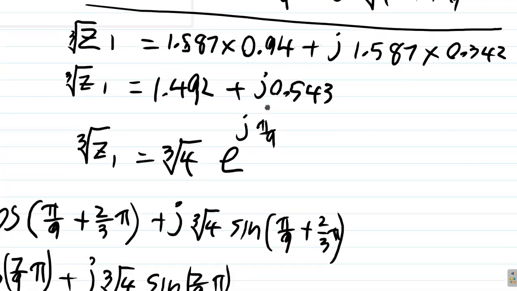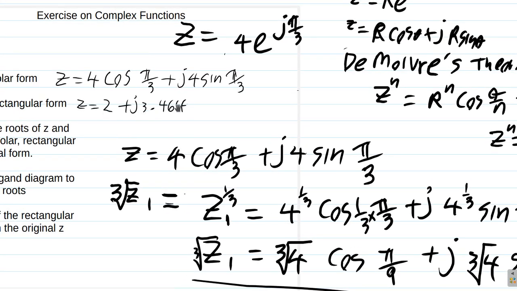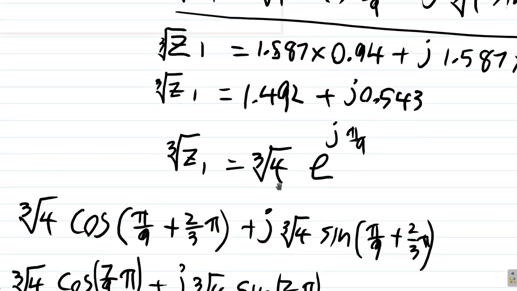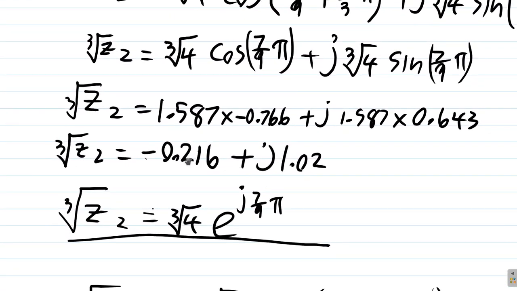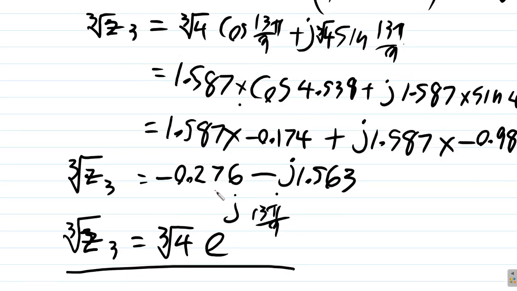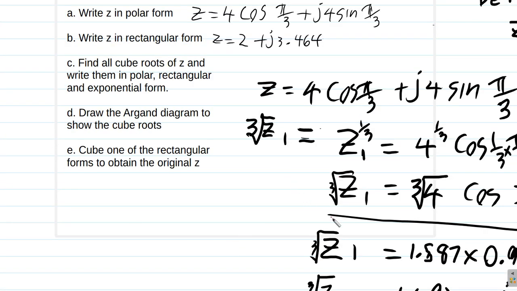So what was the original? Yeah, 2 plus j 3.464. Same thing, it's just because of the rounding off. But we get back the same thing. So what you could do is cube the other roots, and you should get back the same thing. Alright, so that's it for now. I'll see you in the next video.